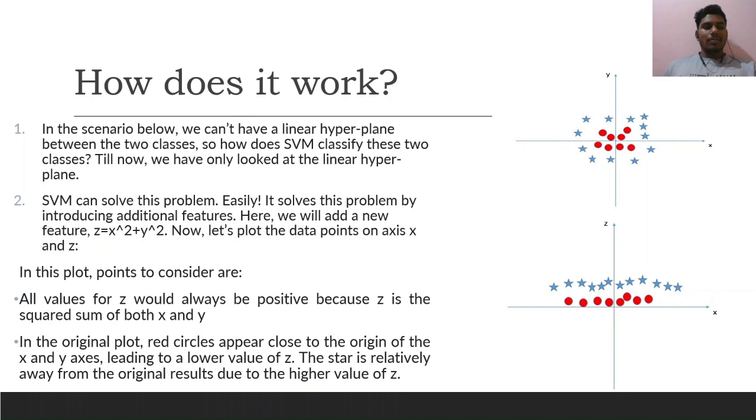In this plot, all the values of z will always be positive because that is the squared sum of both x and y. In the original plot, a red circle appears close to the origin of the x and y axes, leading to a lower value of z. The star is relatively far away from the origin due to the higher value of z.